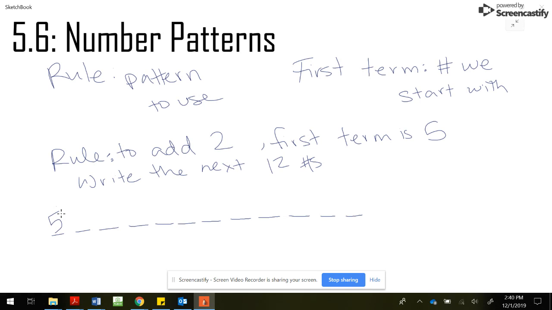So I need to add 2, so 5 plus 2 is 7. I could even draw that to help me. 7 plus 2 is 9. 9 plus 2 is 11. 11 plus 2 is 13. 13 plus 2 is 15. 17, 19, 21, 23, 25, 27. Sometimes they'll ask you to analyze the pattern.